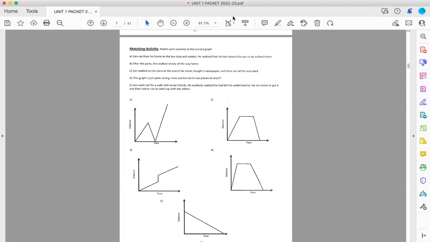Which one of the 5 options is represented by scenario A? So if he ran and then stopped and then walked, then we're looking for steep, flat, less steep. And I don't think it's 1, 3, or 5, because none of these 3 exhibit this type of information. So it has to be either 2 or 4. Because we started with running, so we need to pick the option that starts with a steeper.